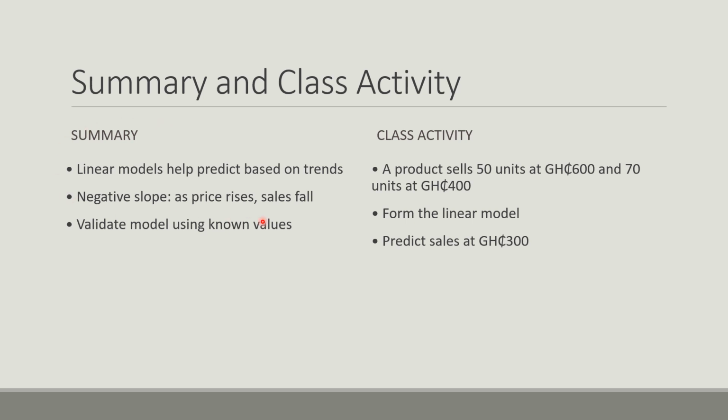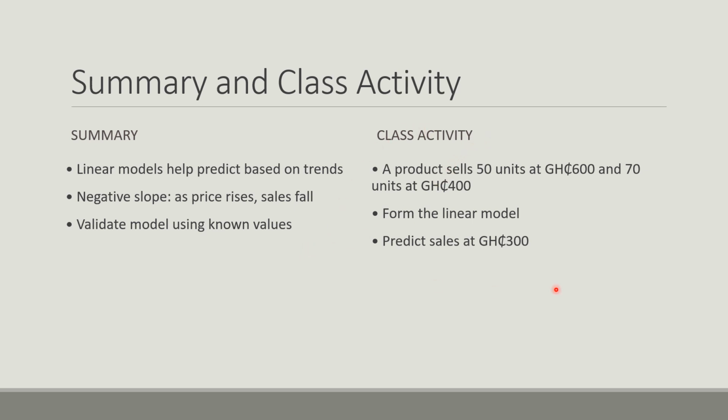So we have a summary to explain everything that we've just studied so far. A linear model helps predict based on trend. The trend will help us to make some predictions. With a negative slope, as price rises, sales fall. So we end up seeing a negative slope, which indicates that the two variables, the price and the sales, are inversely related. As price rises, sales fall. Validate models using known values. So we need to validate the model using known values.